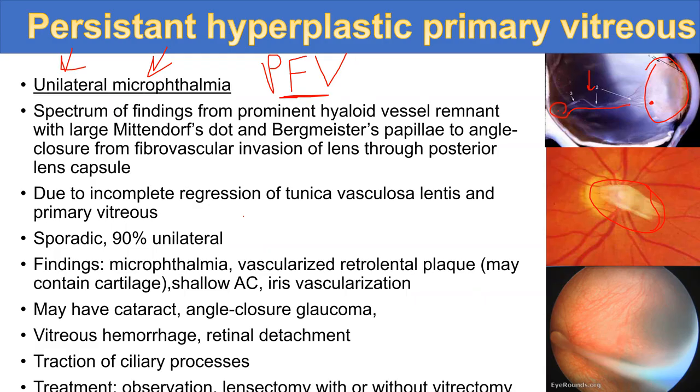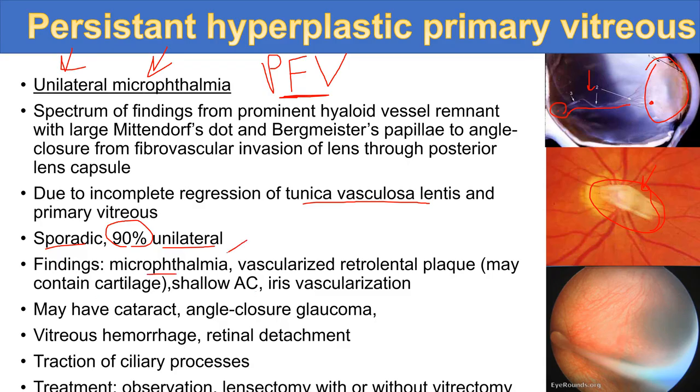So it will be a spectrum of findings of prominent hyaloid vessel remnants. These are the remnants of the hyaloid vessels. This can sometimes be a large Mittendorf dot, Bergmeister papilla, or angle closure from the fibrovascular invasion of the lens through the posterior lens capsule. This will be due to incomplete regression of the tunica vasculosa lentis and the primary vitreous. It is sporadic. 90% of cases are unilateral, and those patients will have a small eye, or microphthalmia.